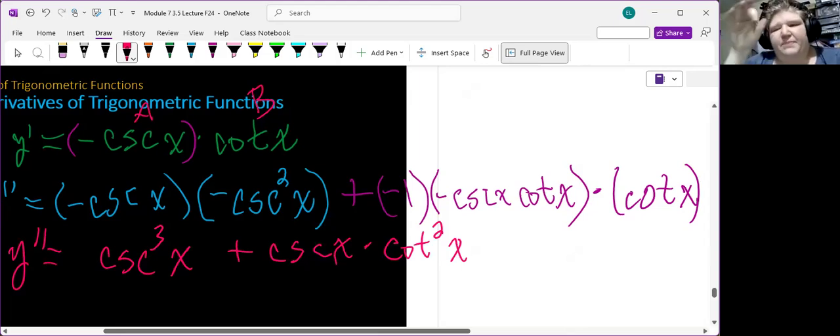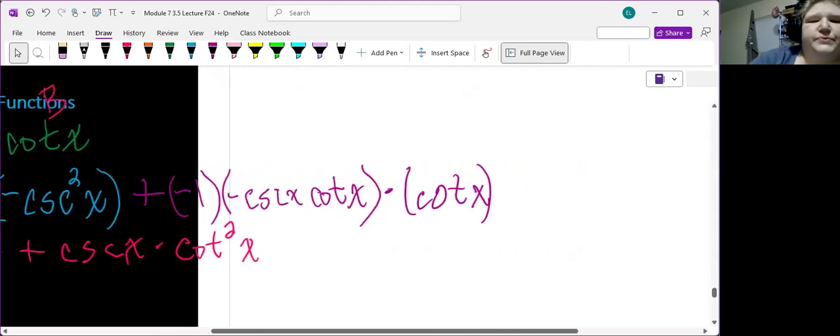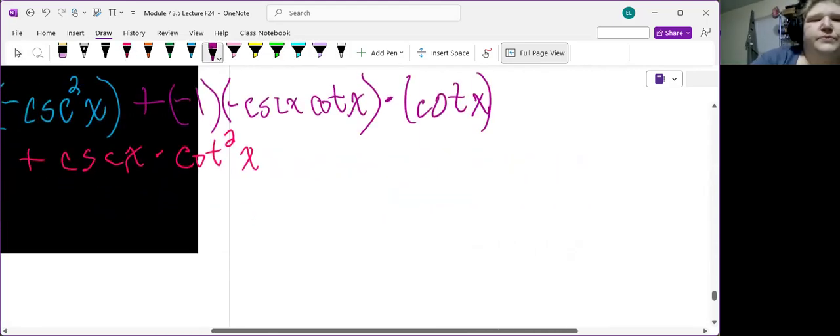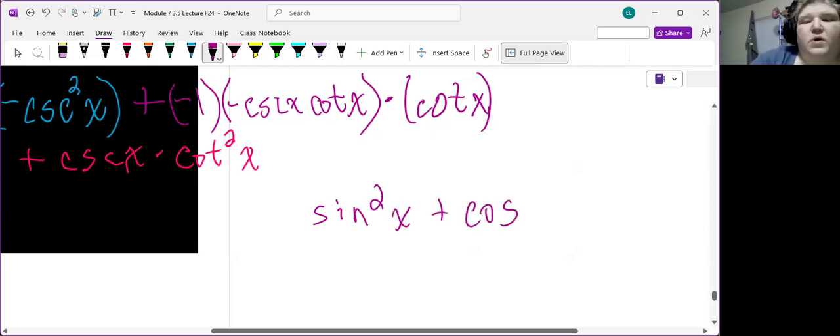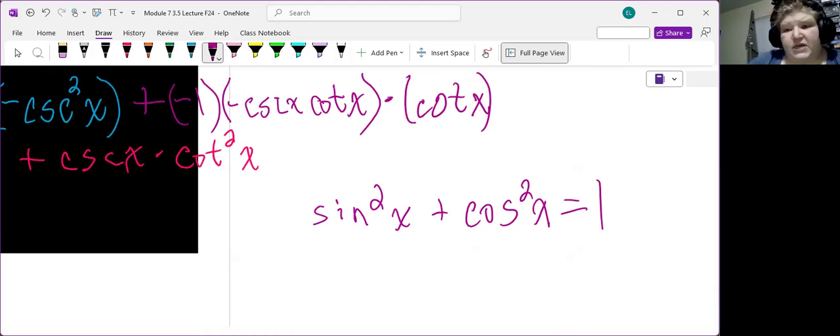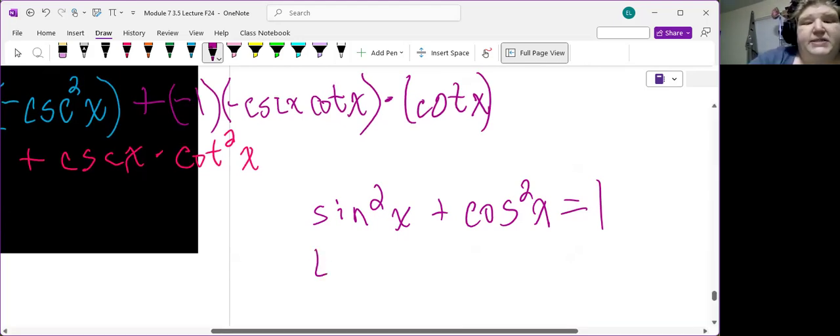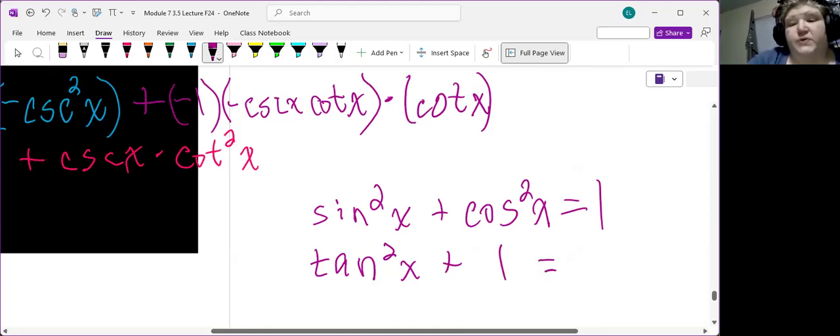Now, the back of your brain might be giving you a little niggle of a reminder, like, isn't there something with cosecant squared and cotangent squared? There is. And those other guys come from this one. So we know sine squared plus cosine squared equals 1. If I take that and divide everything by cosine squared, I will get tangent squared, because sine over cosine is tangent, plus cosine squared over cosine squared is 1. And then over here, 1 over cosine squared is secant squared.